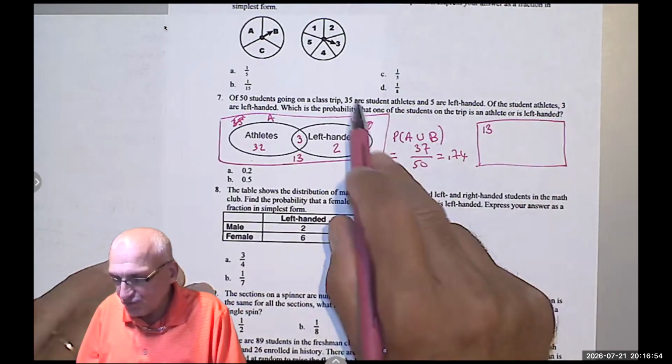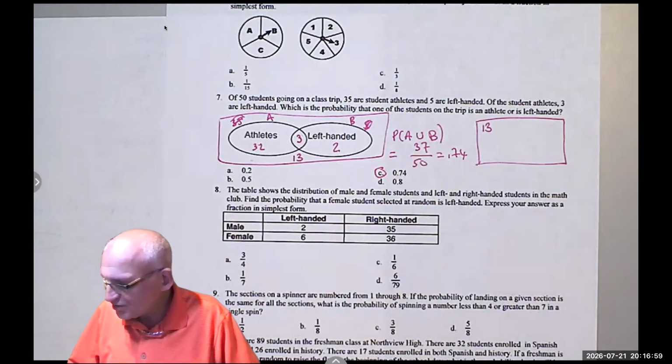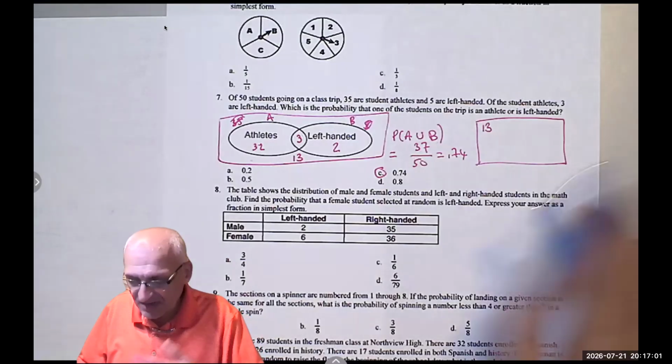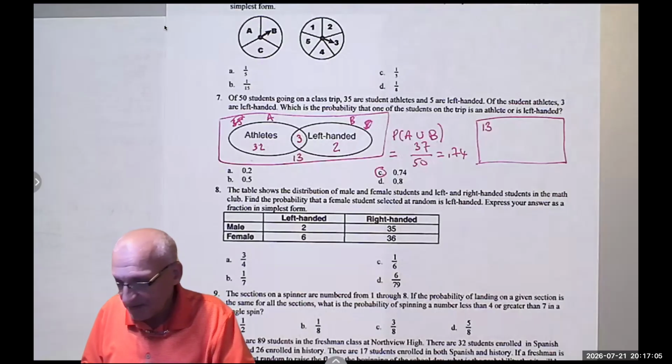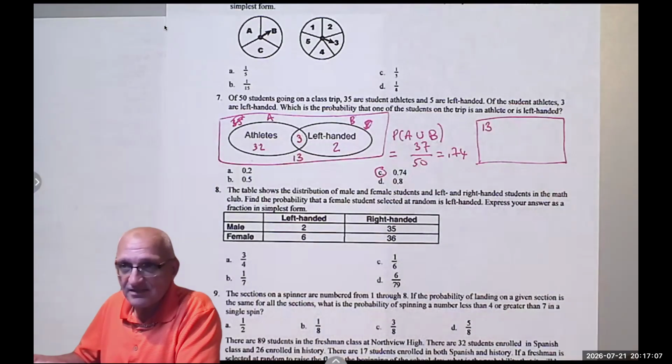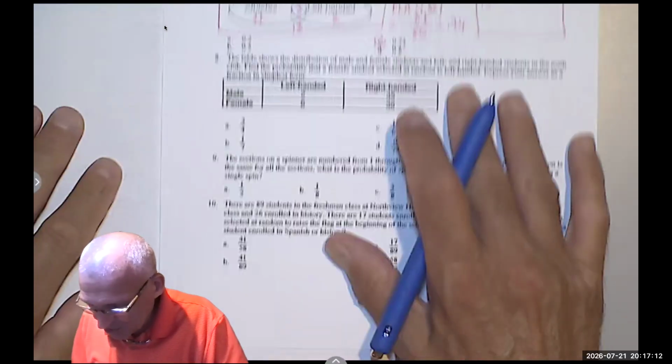And of course, they want you to get 40 over 50 or 0.8, so they put it as one of the choices, but it's not correct because now you will be counting the left-handed athlete twice. Once with athletes, once with left-handed, but it's the same person. Why do you count them twice?